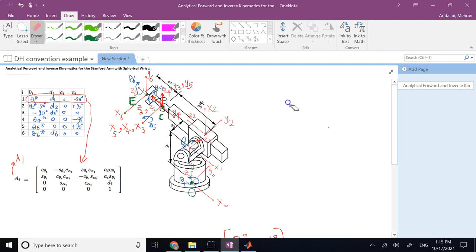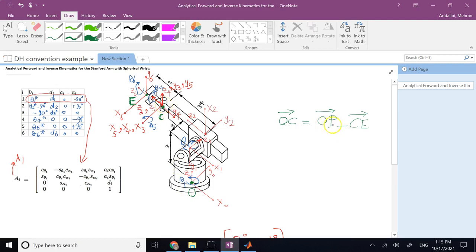Then I can say that the vector going from O to C is equal to the vector going from O to P, minus the vector that goes from what? C to E, correct? Because if I add CE to OC, that's going to be OP. So if I have these two vectors and subtract, that gives me the position of the wrist, point C.